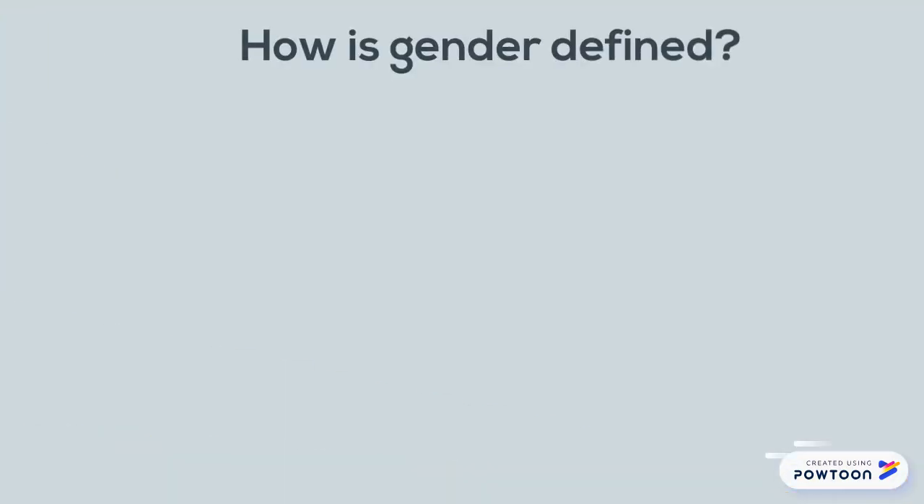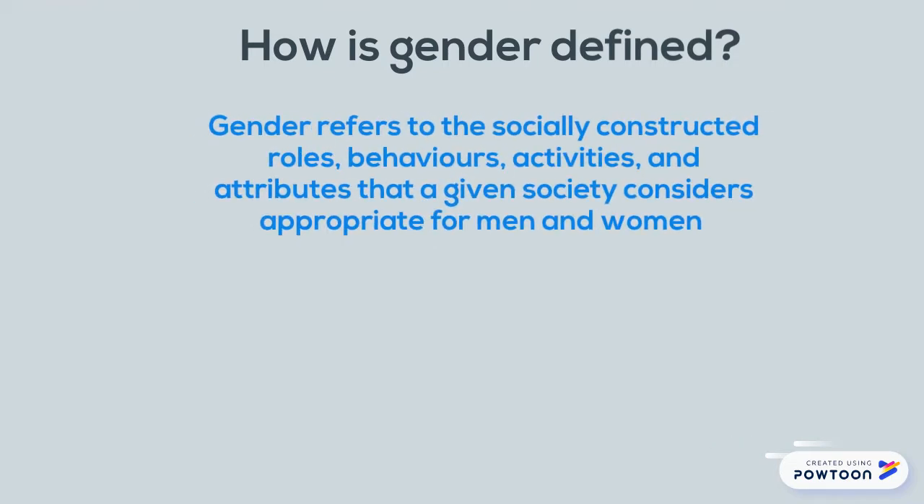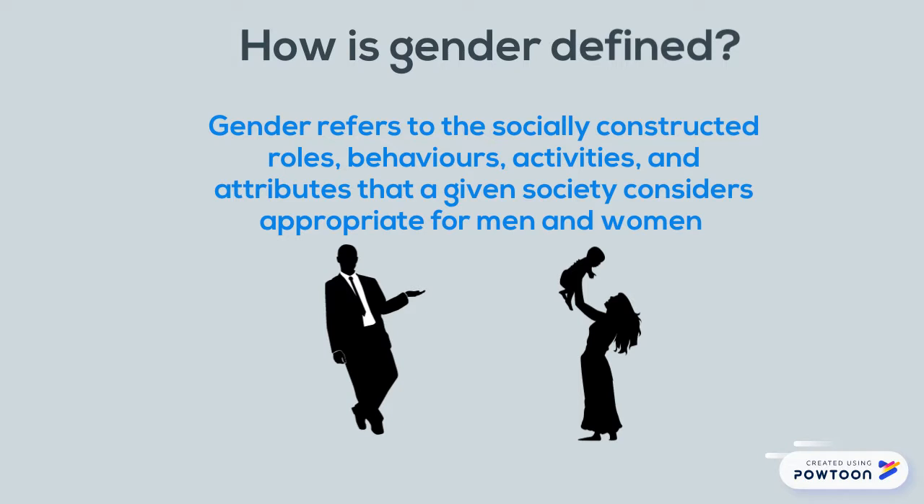How is gender defined? Gender refers to the socially constructed roles, behaviors, activities, and attributes that a given society considers appropriate for men and women. Gender demonstrates how we speak, associate with others, and how we link representation with ritual.